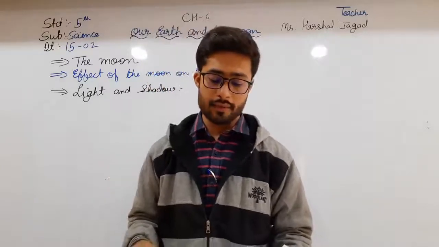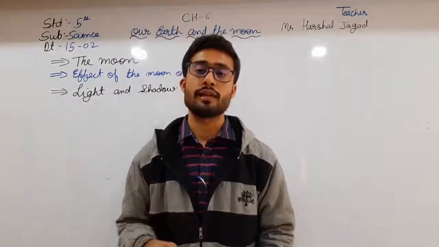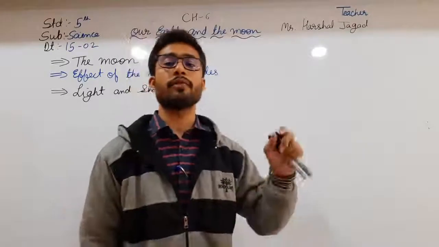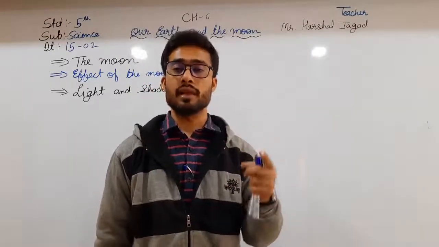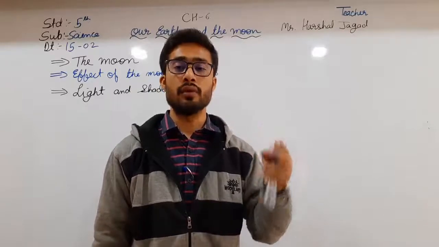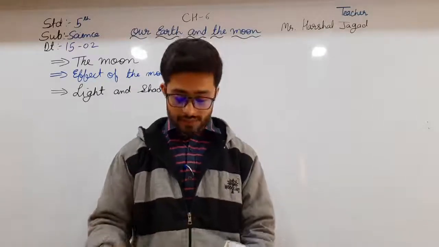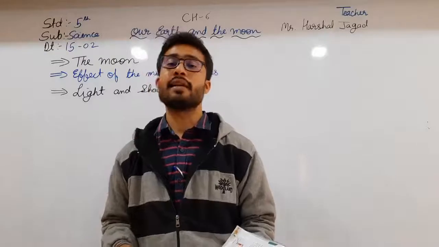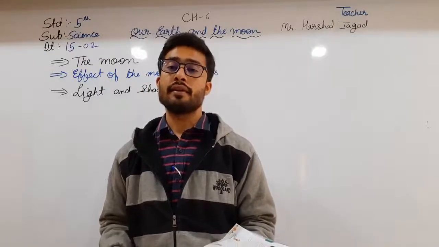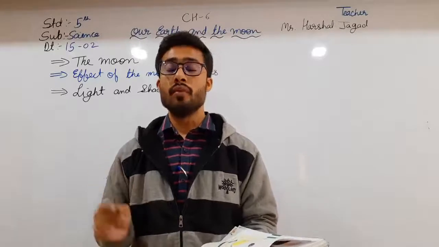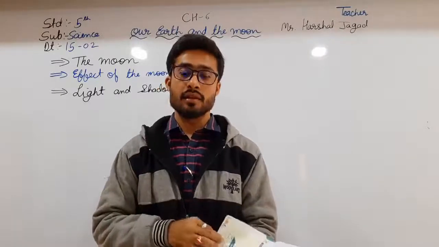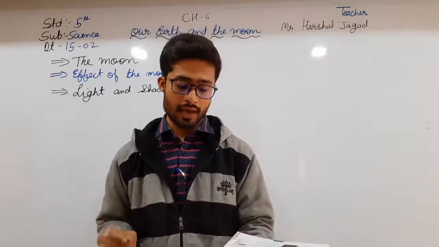Okay students, then coming towards the eclipses. What is an eclipse? It is one type of shadow. There are two types of eclipse, that is solar and then lunar. In solar, the moon is in between the sun and the earth, and in lunar, the earth is in between the moon and the sun. So this is the solar and the lunar eclipse.